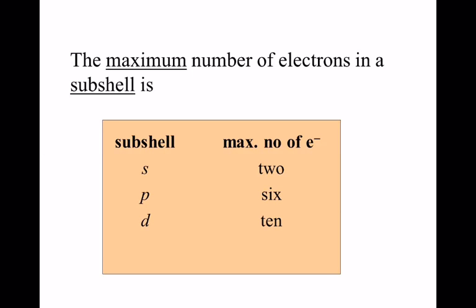D-type, you have 5 orbitals. You can shove 2 electrons in each, so you max out at 10. And an F-type, you have 7 orbitals. 7 times 2 is 14, so you max out at 14 electrons. So on Friday, when we start to find out how electrons are configured, we need to remember this.